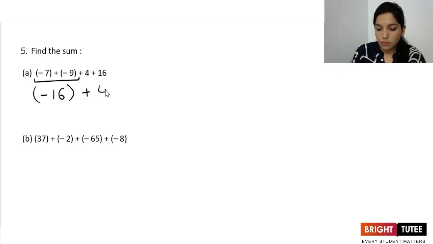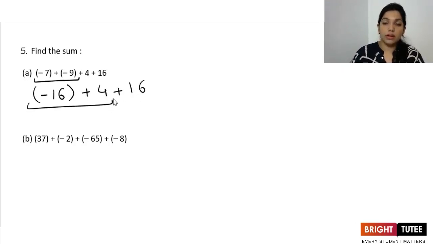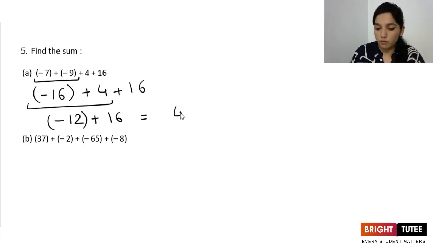Now we are left with plus 4 and plus 16. Let's do them now. So it's minus 16 plus 4, a negative integer and a positive integer. We'll subtract them, so the difference between them is 12. The bigger number is 16, so we'll put its sign. Now minus 12 and we have a 16 here. Again, what is the difference between the two? It is 4. The bigger number is 16, so the sign is plus, a positive sign in front of 4.